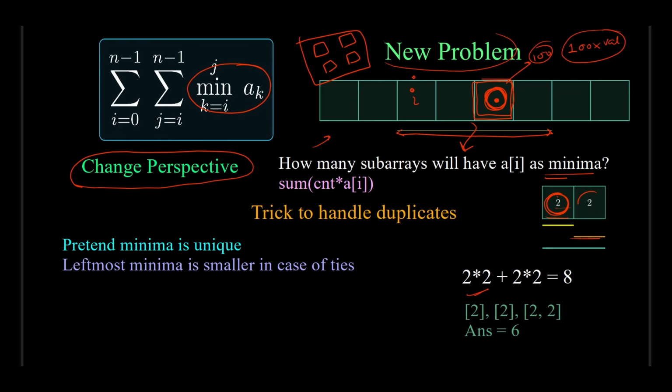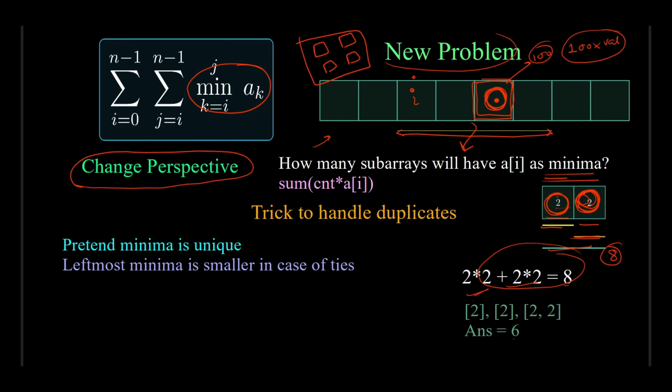And similarly for this value, you ask how many subarrays is this the minima in, so it is this and this, so 2 into 2, 8, right? So you might print the answer as 8, but the answer is actually 6, because there are only 3 subarrays possible: this, left, right, and the entire thing. So 2 plus 2 plus 2, 6.